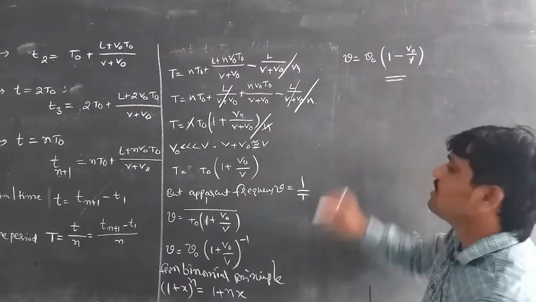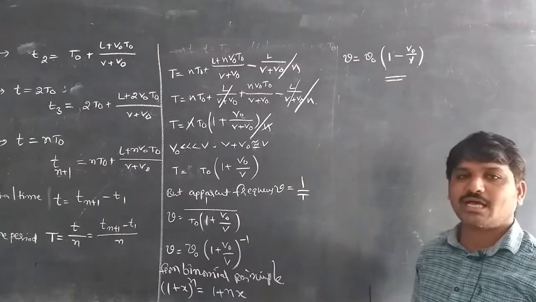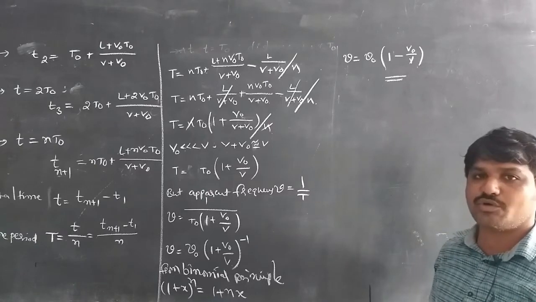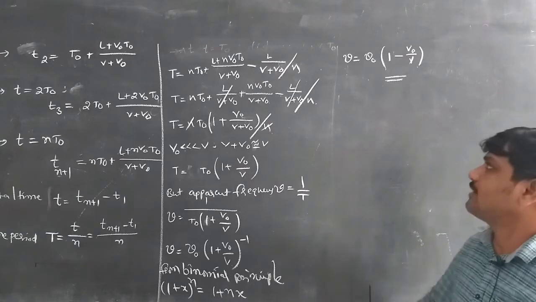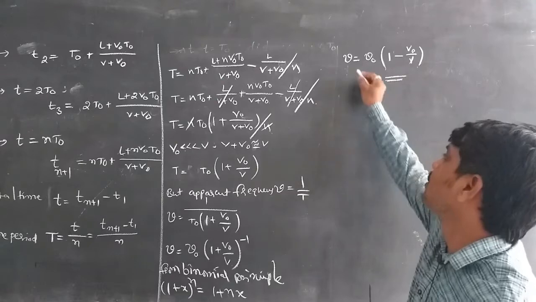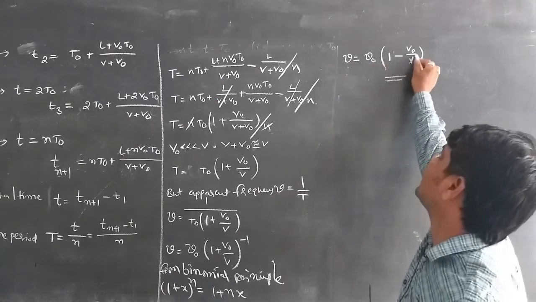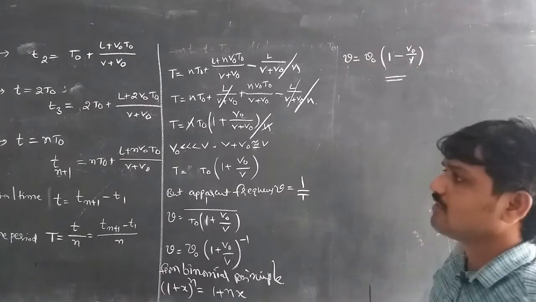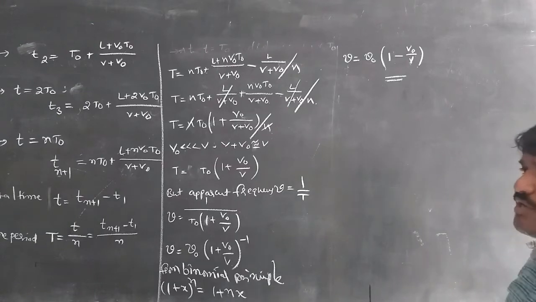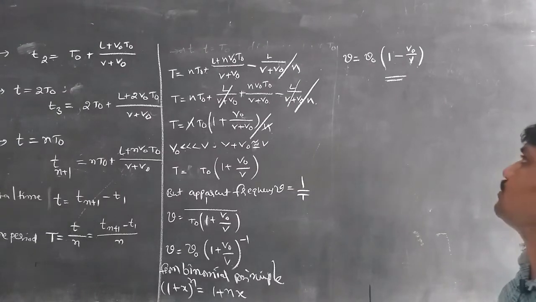This is the equation for when the source is at rest and the observer is in motion away from the source: nu is equal to nu naught of 1 minus V naught by V. This is whenever the observer is moving away from the source, not towards.